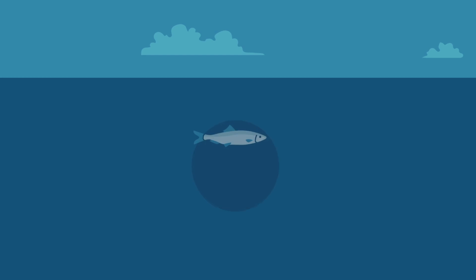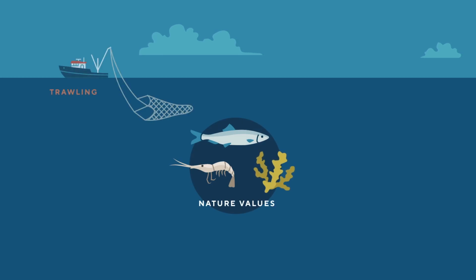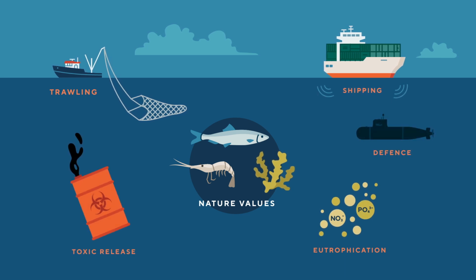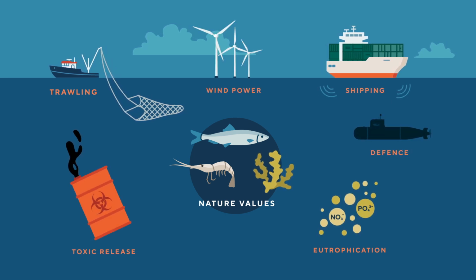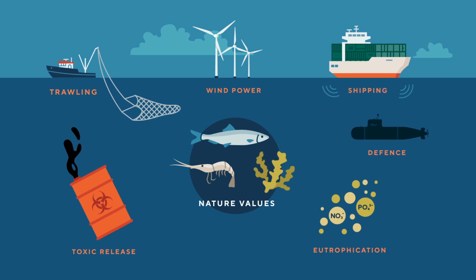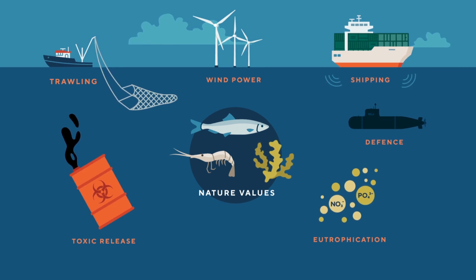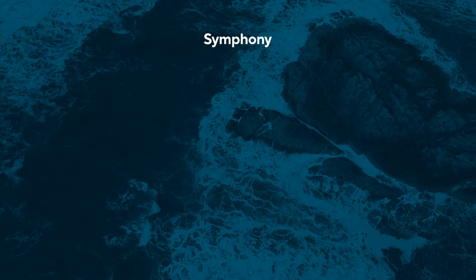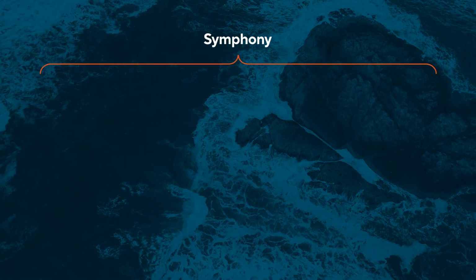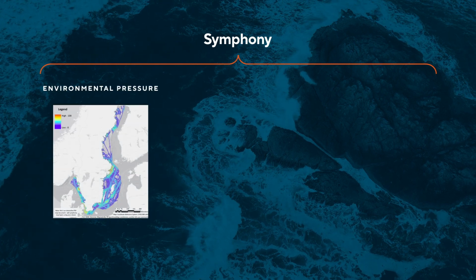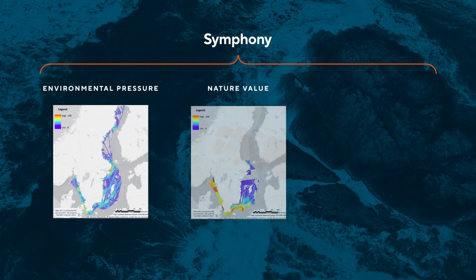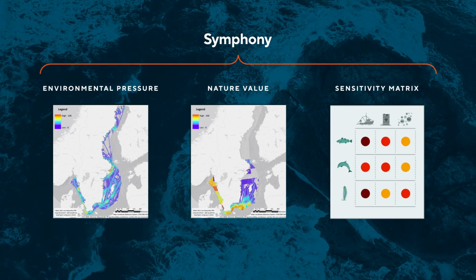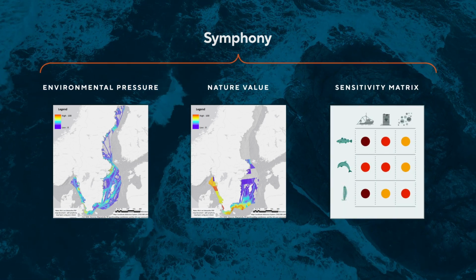Marine spatial planning is one such process, using broad stakeholder participation and transparent spatial mapping of natural values and environmental pressures from human activities. The tool used to collect, compile and analyse this data for the Swedish Marine Spatial Plan is Symphony. The analyses performed by Symphony are based on the best available data and consist of maps showing environmental pressures, maps showing nature values, and a sensitivity matrix indicating the vulnerability of each nature value to each human pressure.